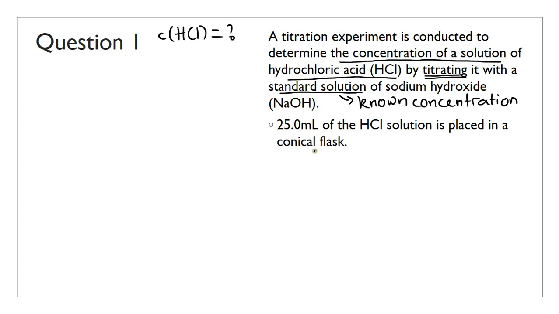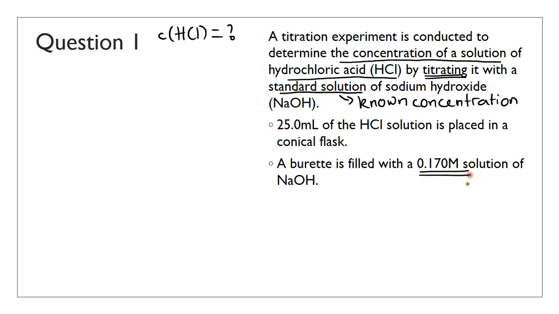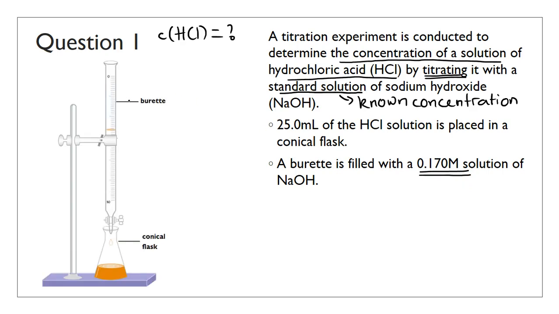The first thing is I'm going to put 25 ml of the hydrochloric acid solution. This is a solution of unknown concentration. So I will put 25 ml of this solution in a conical flask, and I'm going to fill a burette with the standard sodium hydroxide solution, and the actual concentration of sodium hydroxide is given here. Okay. So just a reminder, you have seen these two pieces of equipment before. You've used them in the past.